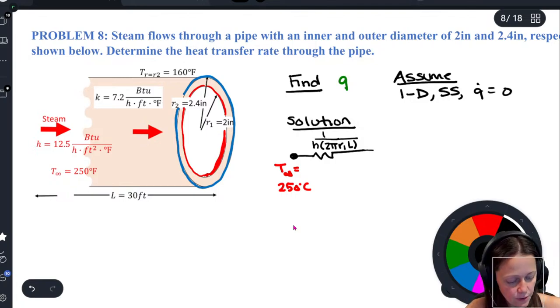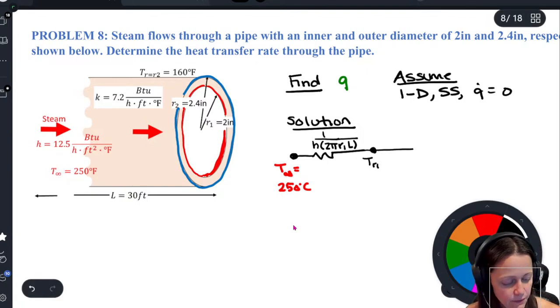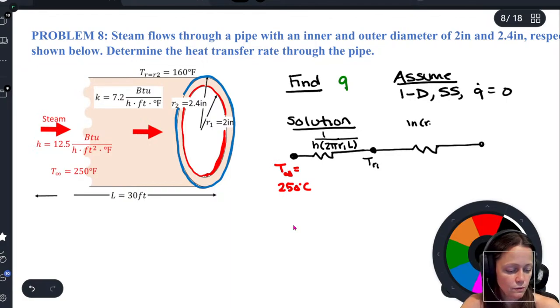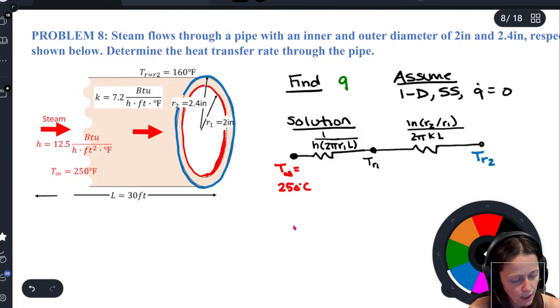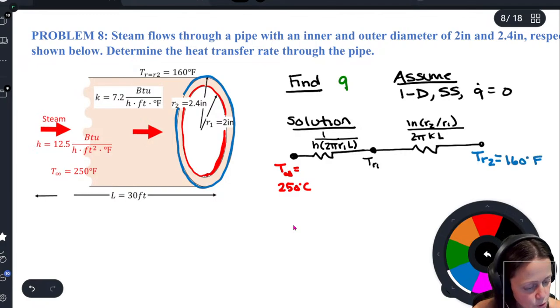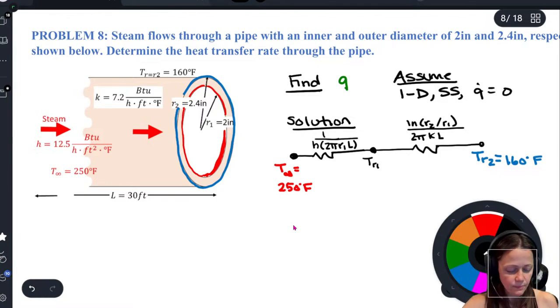That's going to be the inner surface area. Then I'm going to have another temperature node, whatever T at R1 is, which I don't know, but maybe it doesn't really matter. Then I've got another resistance due to conduction, which is the natural log of R2 over R1 over 2 pi KL. And the last one is the temperature at the outer surface, T at R2, and that one is 160 degrees Fahrenheit. That is not degrees Celsius, degrees Fahrenheit.